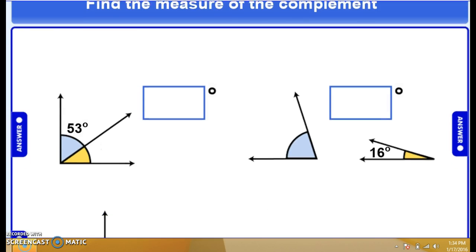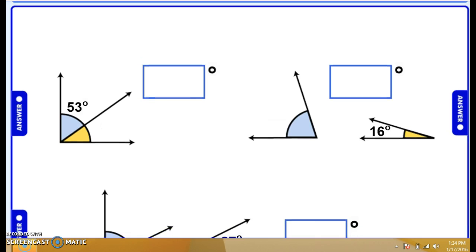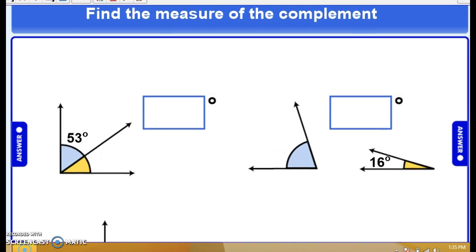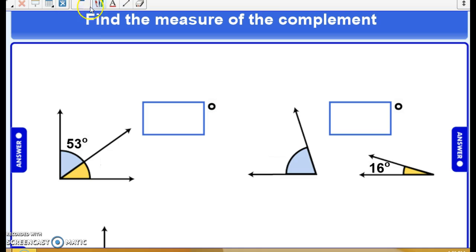Alright, on this slide they want us to find the missing angle. So we know it's a complementary angle, and we know that the complementary angles add up to 90 degrees. So if I find that one angle is 53, then I know that the measure of the other angle has to be 37.